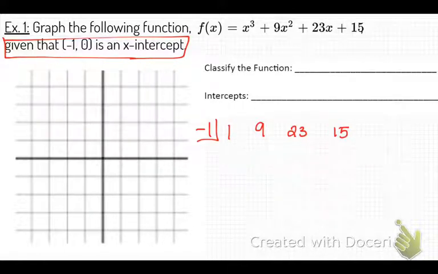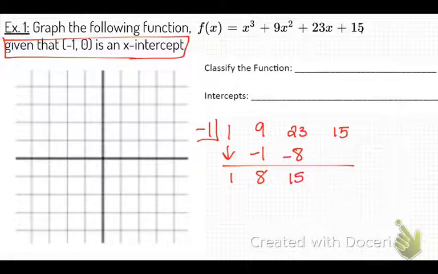So I'm going to bring it down. I have 1. What do I do now? Multiply. What do I get? Negative 1. Now what do I get? 8, which is multiply to negative 8. 15. And negative 15. And 0.